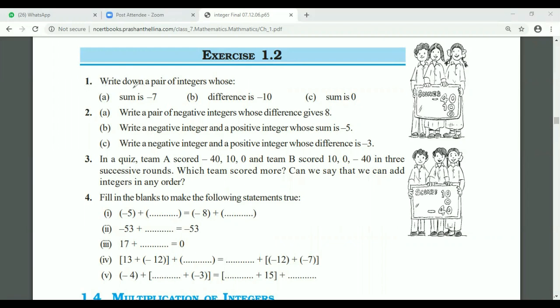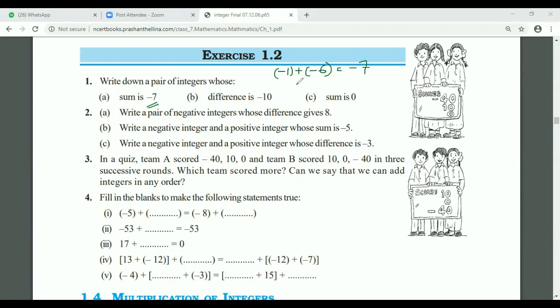Question number 1. Write down a pair of integers whose sum is -7. In part A, we want to find a pair of integers, meaning two integers, whose sum is -7. There are infinite number of such examples. If you're adding two negative integers, the answer is obviously a negative number. So you can add -1 plus -6. The sum of -1 and -6 is -7.